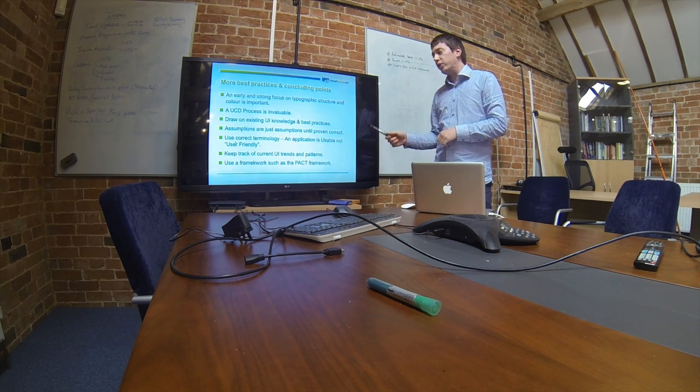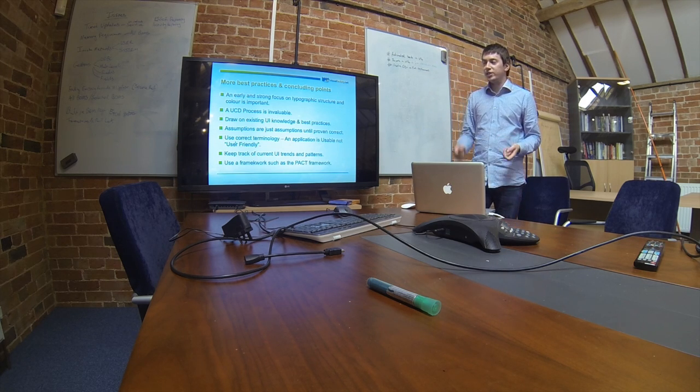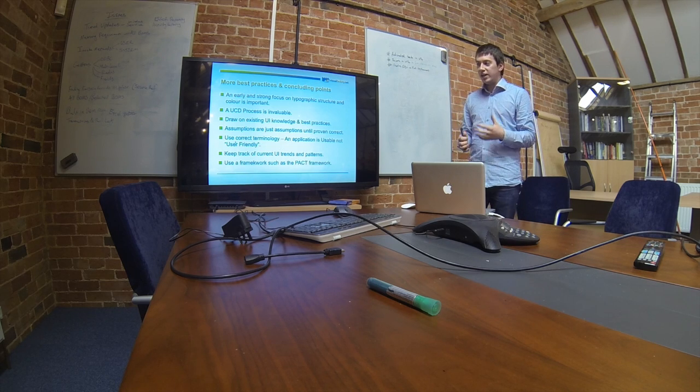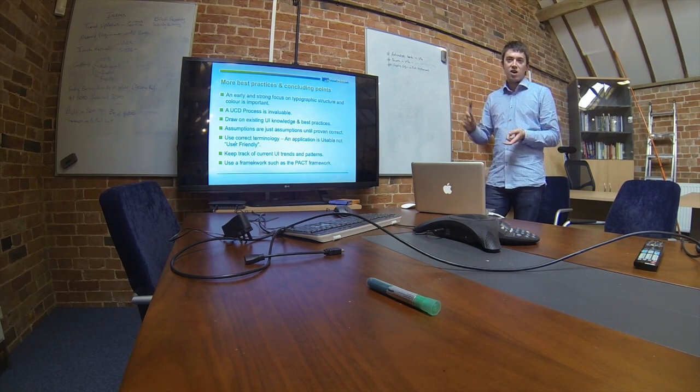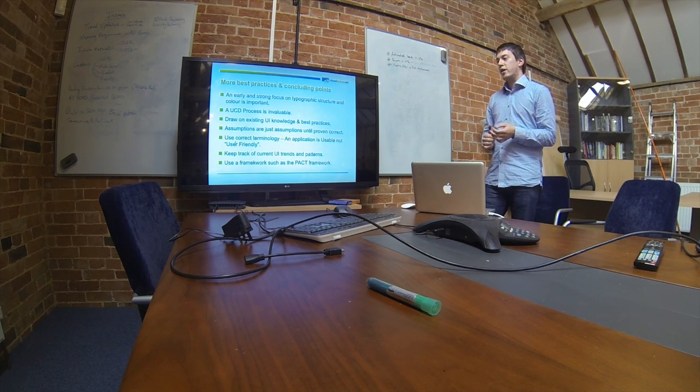Draw on existing UI knowledge and best practices. So the key pioneers like Jakob Nielsen said that we can get away with testing 5 users and still attain 75% of usability problems with just 5 users. Principles and ideas like that are really good to draw on and incorporate in a development project. Again, assumptions are just assumptions until proven correct. So until the feedback is there, until it's been tested, they're just assumptions. They can always be subject to change.